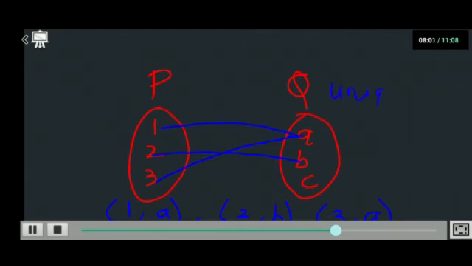Now what is our definition saying? Unique image. Now if you see uniqueness of image, yes, it is followed. 1 is having only one image, that is A. 2 is having only one image, that is B. 3 is having only one image, that is A. So this is definitely a function. Now I am giving you one more example here.